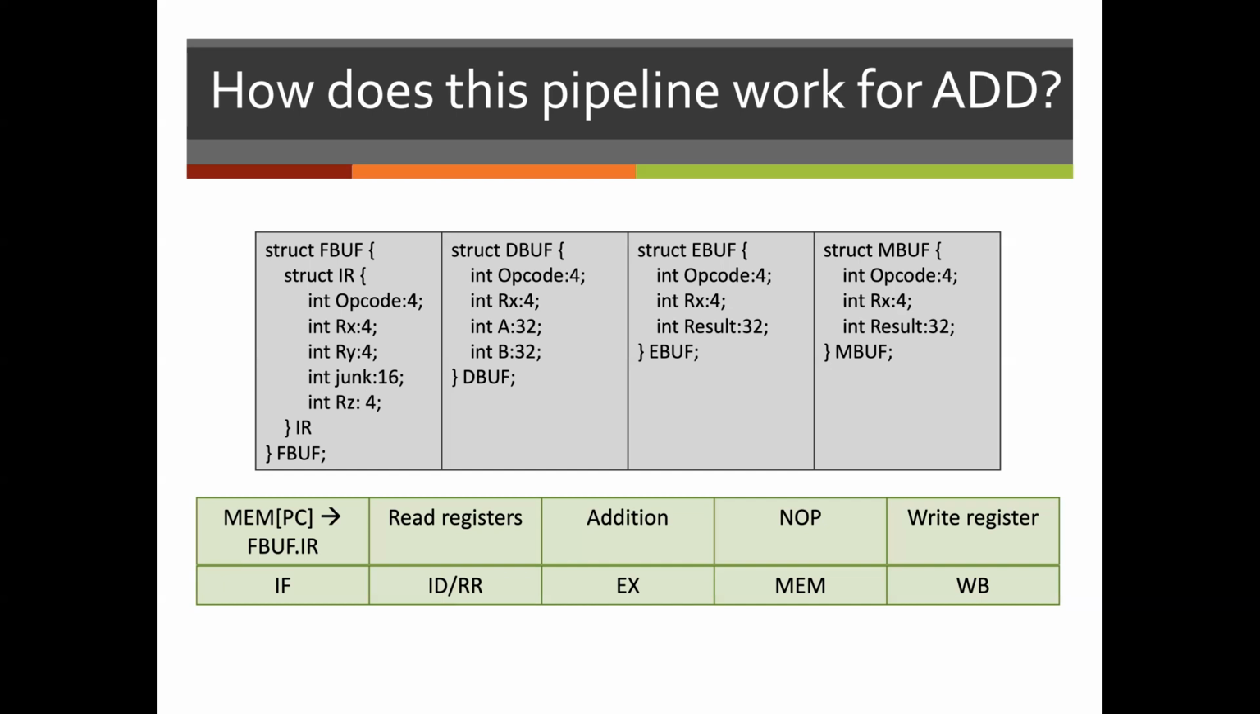And so how is this represented as we progress through each stage? When we go to ID, the opcode is being read into our DEBuff. RX is copied, and the values from RY and junk are read. And so this allows for us to step through to see what occurs at each stage of our pipeline as we progress through.